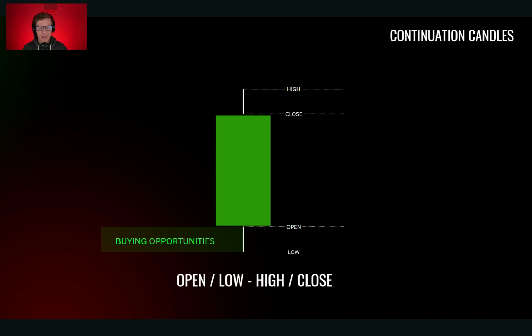Understanding continuation candles. If it's a bullish candle, we always want to see it open low, close high. So you'll see open, low, high, close. This lets us know this is a bullish continuation candle. Usually these continuation candles contain big bodies and small wicks. The small wicks let us know that expansion is entering into the market.